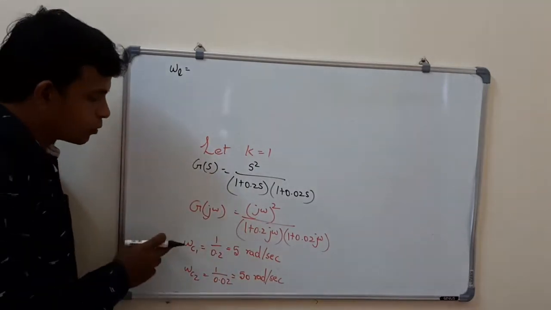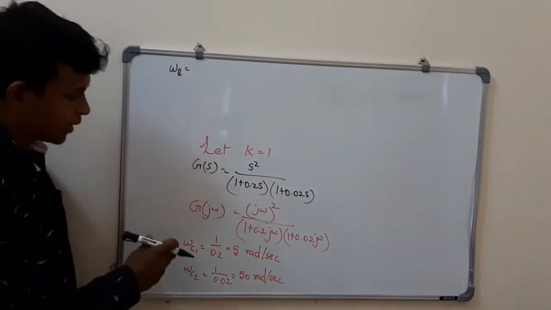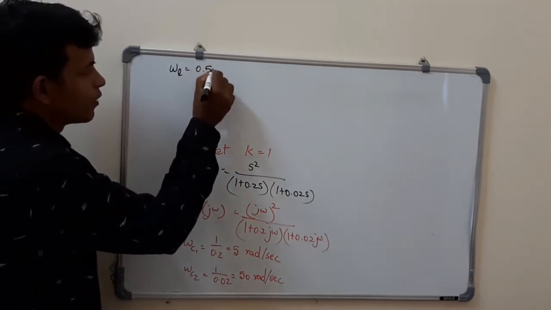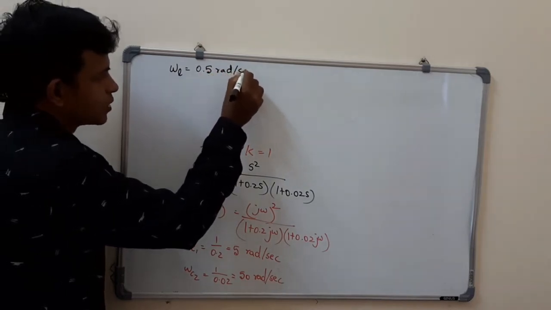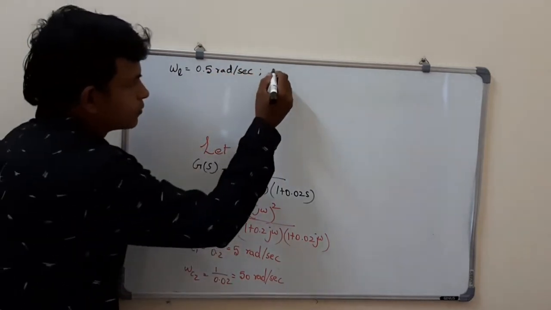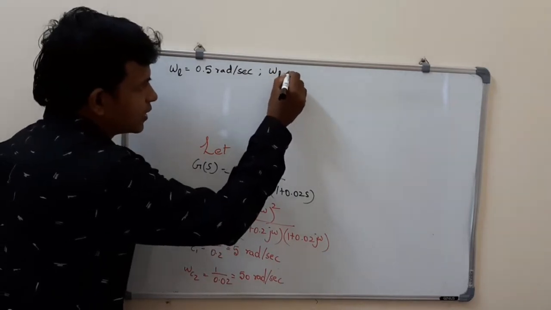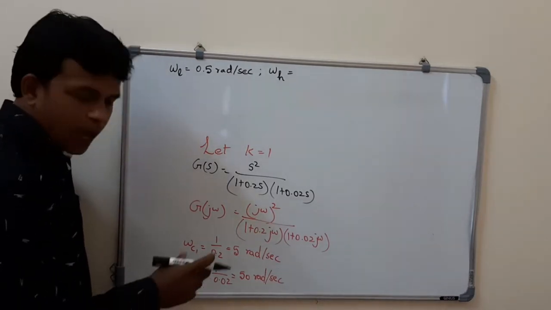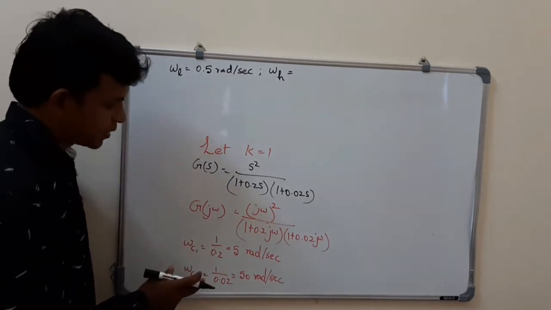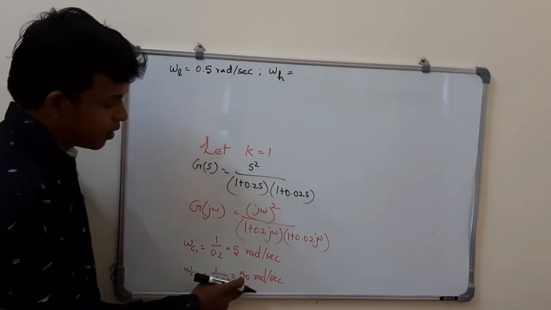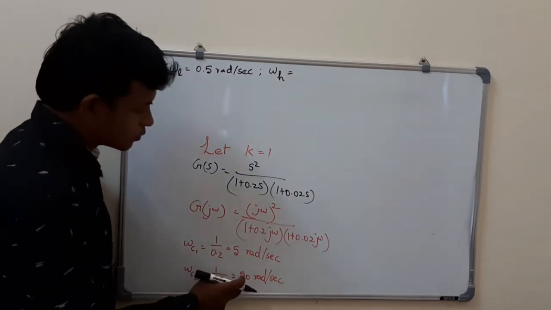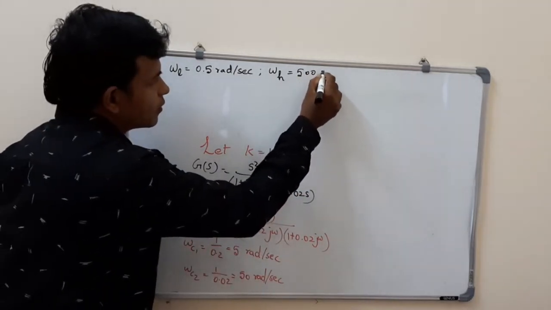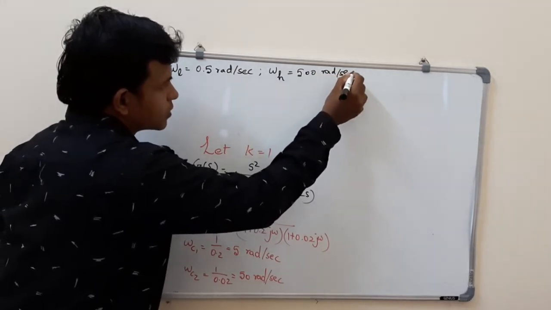Here the lowest corner frequency is 5 radians per second, and 10 times lower than this, the lowest frequency omega L is 0.5 radians per second. Now omega H, the highest frequency up to which we have to plot, should be greater than 10 times the highest corner frequency. Here the highest corner frequency is 50 radians per second, so it should be 500 radians per second.